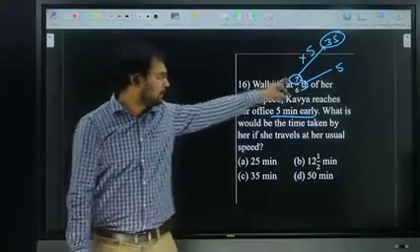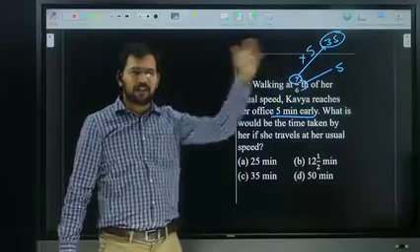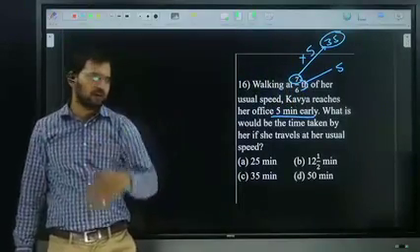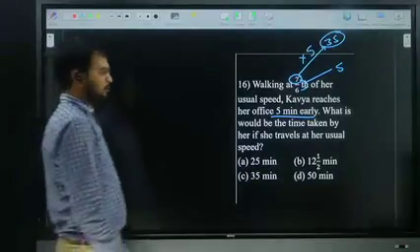So see the difference between numerator and denominator. One part is 5 minutes. Now I need numerator 7 into 5, 35. All of you understood, amma? Very good. Shall I go for the next question? Next model.